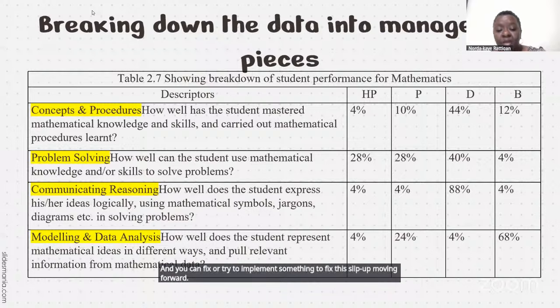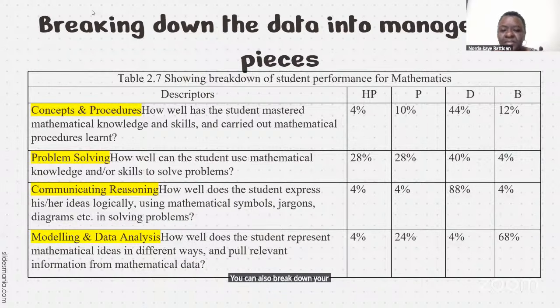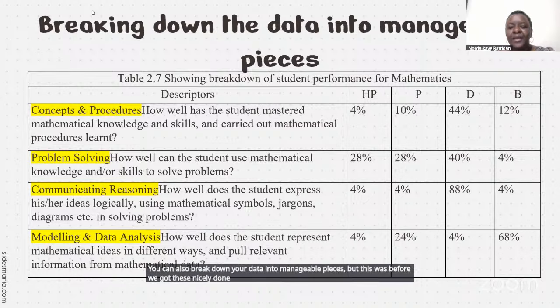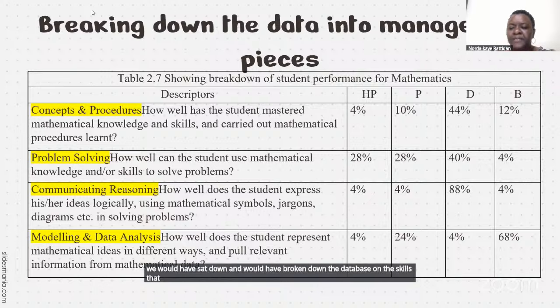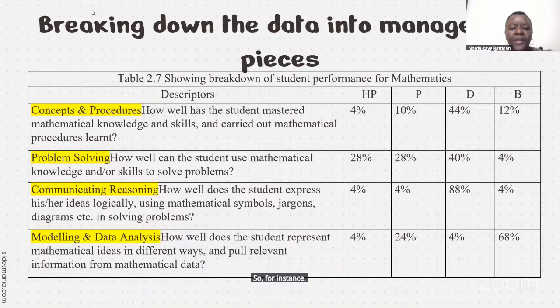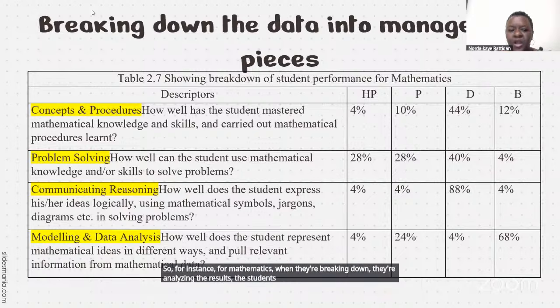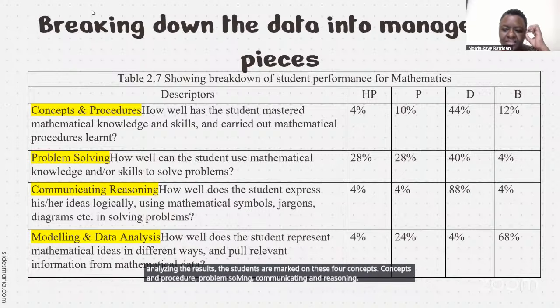You can also break down your data into manageable pieces, but this was before we got these nicely done publications. We would have sat down and broken down the database on the skills that the students were tested on in different parts of the exam. So for instance, for mathematics, when they're analyzing the results, the students are marked on these 4 concepts: concepts and procedure, problem solving, communicating and reasoning, modeling and data analysis.